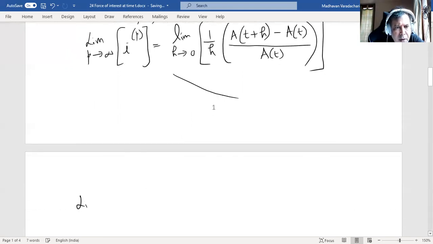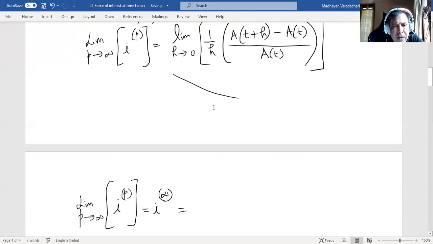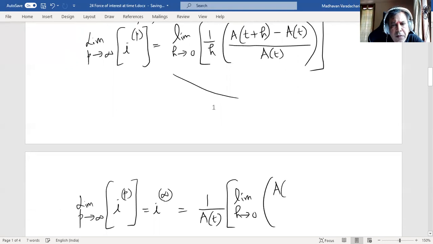So we have now limit p tends to infinity, i(p). That I can write as i(infinity) is equal to 1/a(t) times limit h tends to 0, [a(t + h) minus a(t)] divided by h.